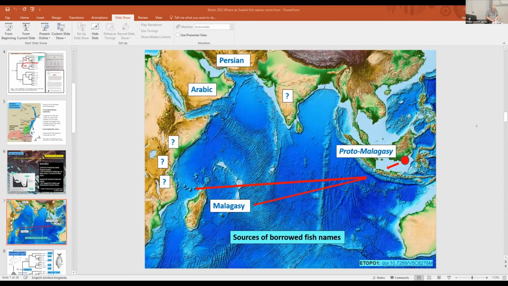That said, whilst Swahili has relatively few inherited fish names, there aren't many more than that. There might be a few more that I've not picked up yet, but a larger number have been taken from other languages.